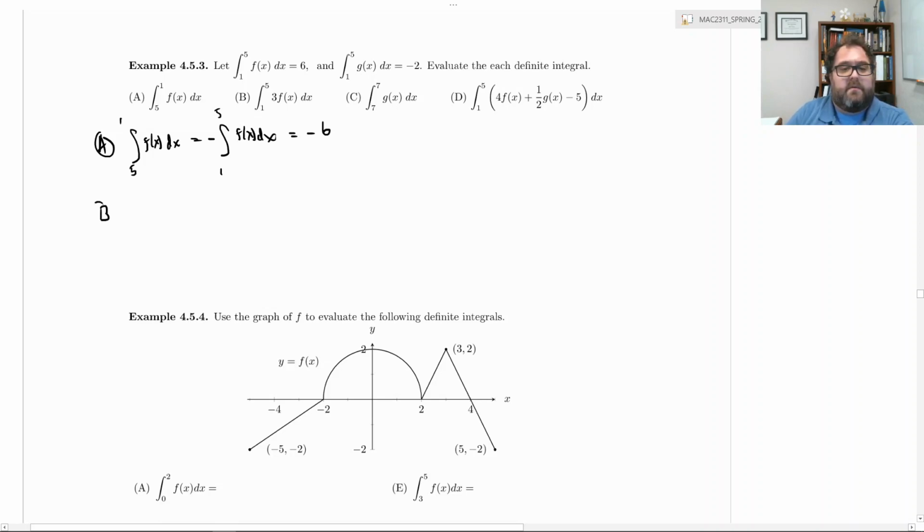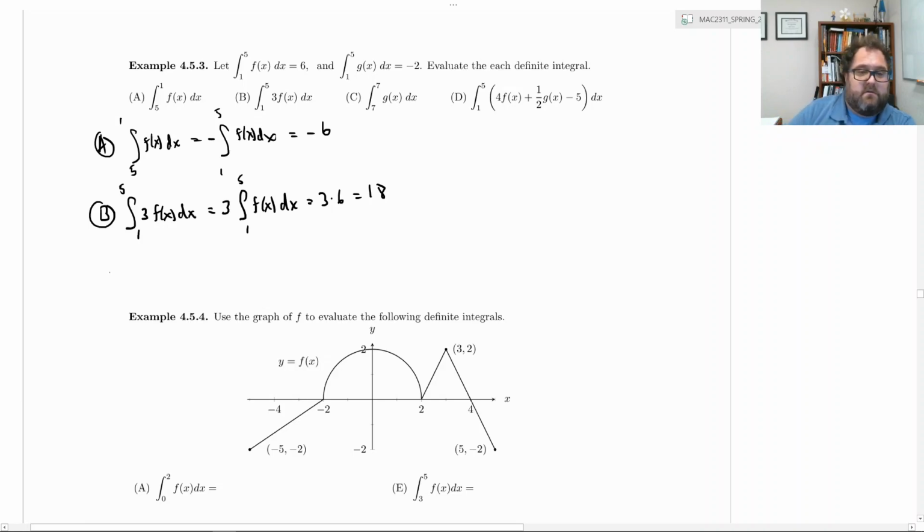All right, what about b? So we have the definite integral from 1 to 5 of 3 times f of x dx. Okay, again, I'm trying to use the two integrals I know about. I know the definite integral from 1 to 5 of f is 6, and the definite integral from 1 to 5 of g is negative 2. Well, what about 3 times the definite integral of f? Well, it's a constant. I can factor out the 3. So this is 3 times the definite integral from 1 to 5 of f of x dx. And again, I know what the definite integral from 1 to 5 is. It's 6. So this is 3 times 6, 18.